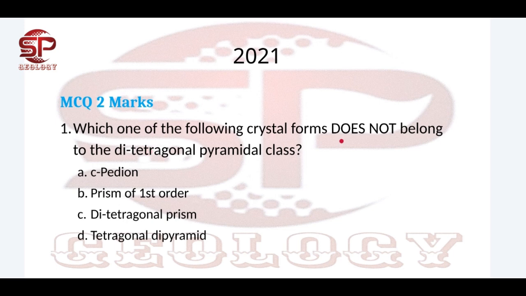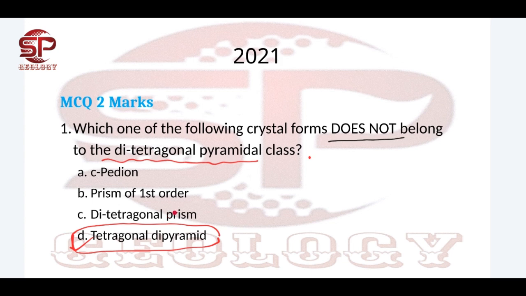So which one of the following crystal forms does not belong to the ditetragonal pyramidal class? So the data type question. Ditetragonal pyramidal class does not include the tetragonal dipyramid. You have to remember all the forms.